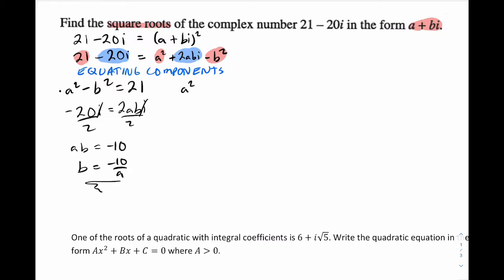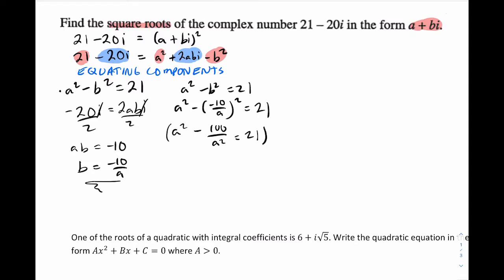So I know that a squared minus b squared is 21. So if I plug in the b I just found, a squared minus (negative 10 over a) squared should equal 21. Let's keep going. a squared minus 100 over a squared should equal 21. Let's multiply everything by the denominator. So now I have a to the fourth minus 100. That's equal to 21a squared. Now keep going. a to the fourth minus 21a squared minus 100 equals 0.